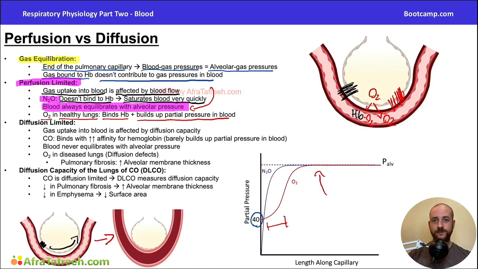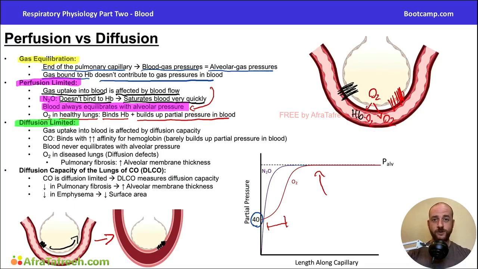However, if we increase blood flow to the alveoli, there's going to be more blood available for the gas to equilibrate into. And as a result, the gas may not reach equilibration until later on in the pulmonary capillary, and that's because we need to uptake more gas into the blood before equilibration has occurred between the increased blood volume and the alveoli. Okay, so the next thing that we're going to talk about is diffusion limited gases.